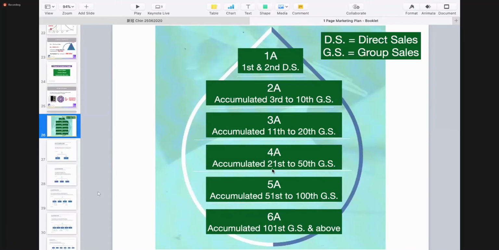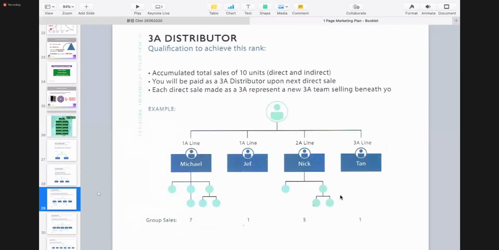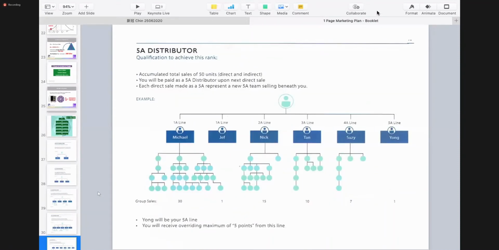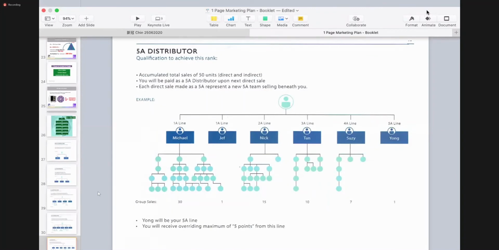Anything from 21 to 50, it's 4 points. Okay, so in other words, now that this Susie comes in, it is 4 points to you. It's actually 4,000 ringgit. Now, then the following month, would you wish that they are continuing?